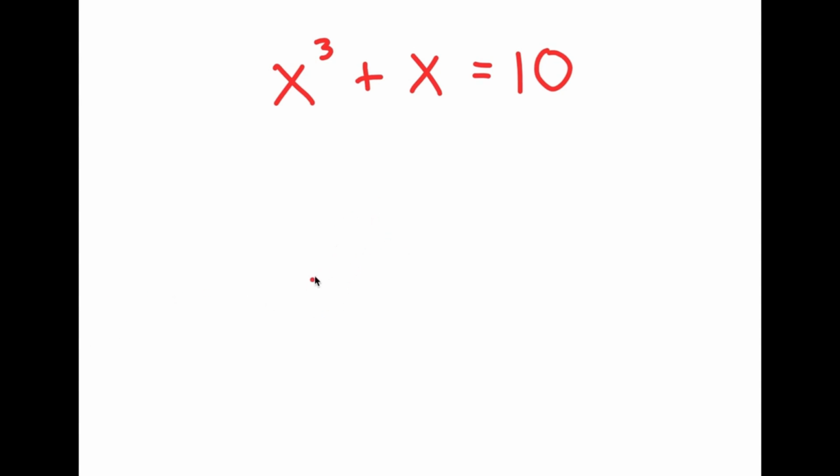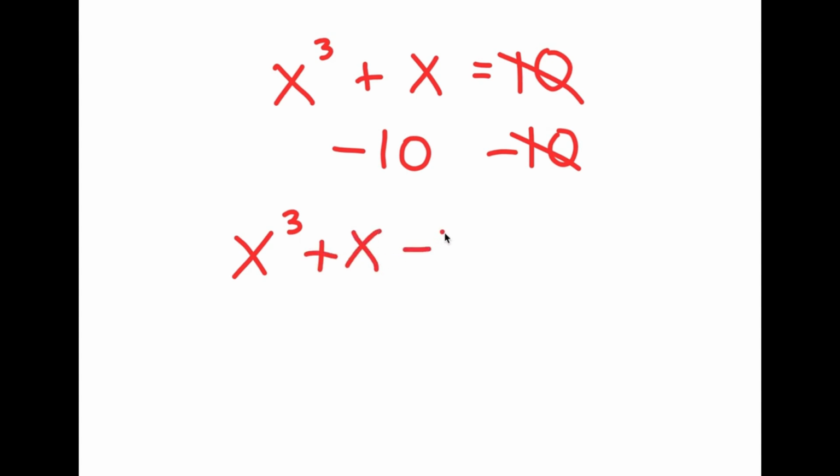Alright, so in this problem, I have x to the power of 3 plus x is equal to 10. So to solve this, I'm going to first start by subtracting 10 on both sides. If I subtract 10 on both sides, these two cancel out, and I get x to the power of 3 plus x minus 10 is equal to 0.